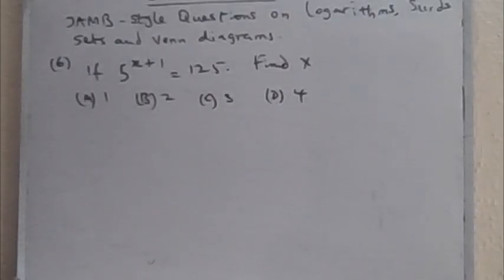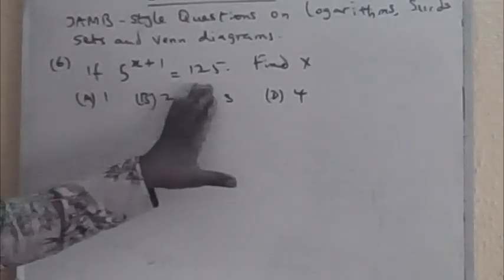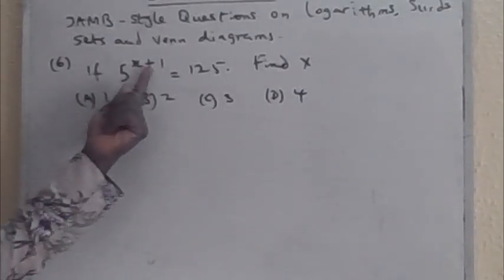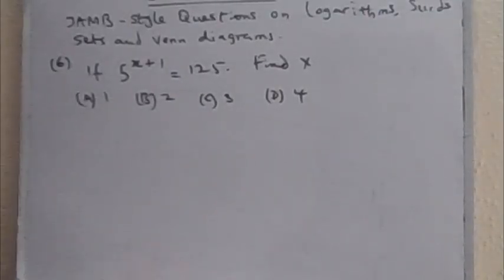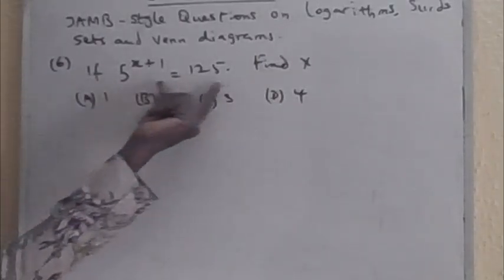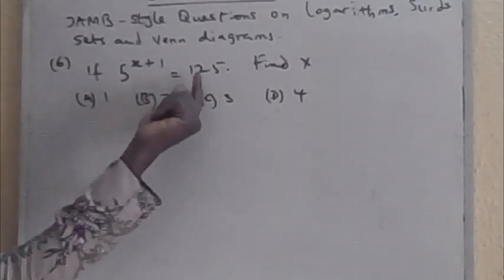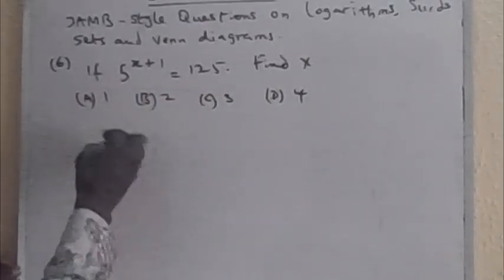Stepping up again, here I have this in equation form. This is 5 raised to the power of x plus 1 is equal to 125. Find x. So what we will do is look at the left-hand side of the equation and the right side of the equation and see how we can express both of them in the same base. This is 5 raised to the power x plus 1, and this is 125. How can we express 125 as an index of 5? So 125 is the same thing as 5 times 5 times 5, right?